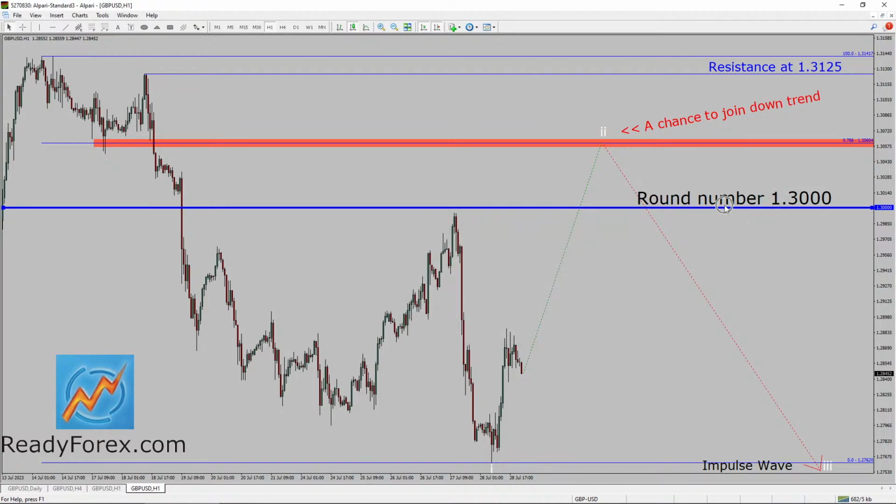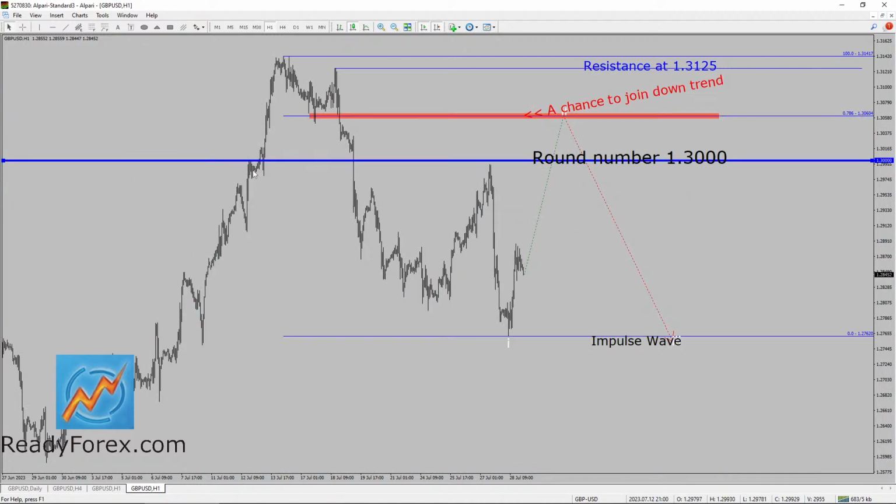So this is a good resistance level right over here, and it is possible that instead of getting the pullback all the way up to 1.3060 level, price is going to test the round number and then it's going to drop. But the way I see, I think price has no respect for that level. If you look at the left hand side, let me zoom out a little bit.